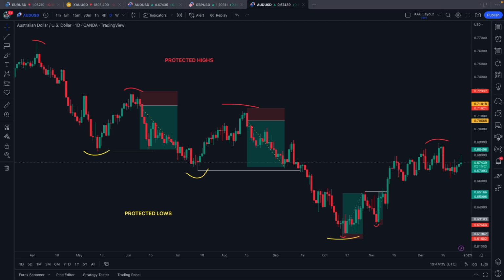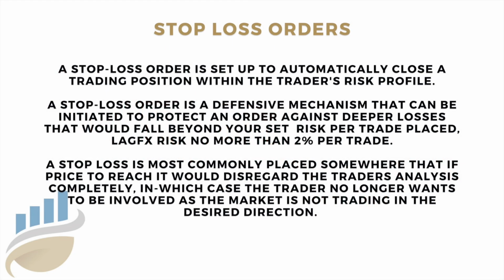Now, it is quite self-explanatory, but what I'm going to do is throw up a little blurb that I wrote up explaining in detail what a stop loss order is. I've already gone through it, and also what a take profit order is. Again, I've already gone through it, but just to give you guys a better understanding. Okay, so a stop loss order is set up to automatically close a trading position within the trader's risk profile. So me, as I said to you earlier, I risk no more than 2% of my equity. So a stop loss order is a defensive mechanism that can be initiated to protect an order against deeper losses that would fall beyond your set risk per trade placed. As I said, LAGFX risk no more than 2% per trade.